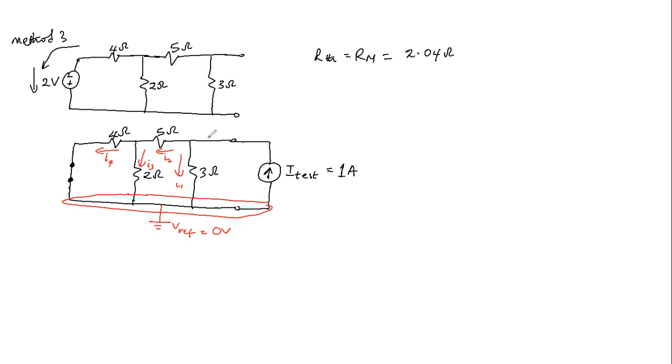Now, we know that this is a node, okay? And that will be in relation to this terminal. So this would be our V-test here, because we have I-test here, so it's V-test, because the voltage applied across these terminals will be the test voltage in relation to the test current. And then this is another independent node voltage, that's V sub A, some unknown voltage value.